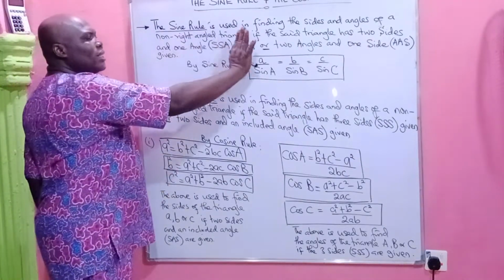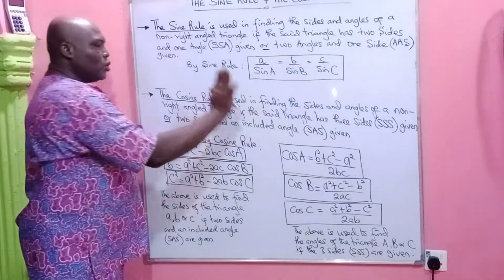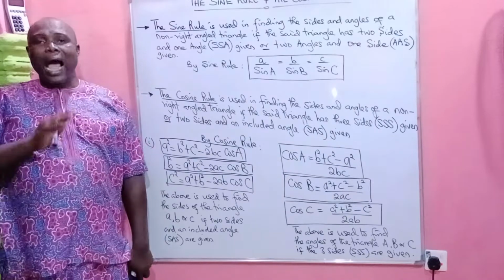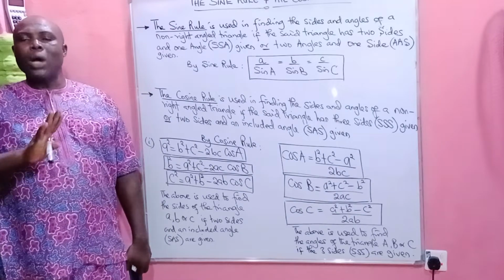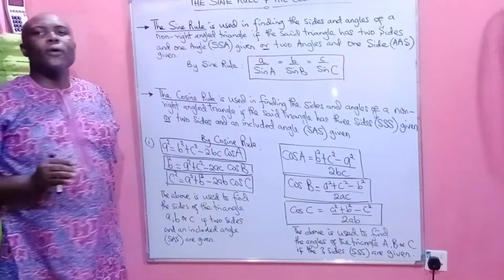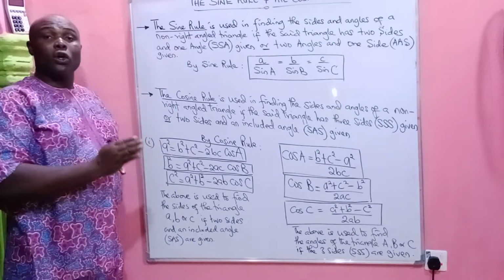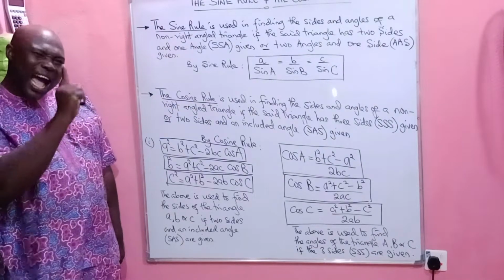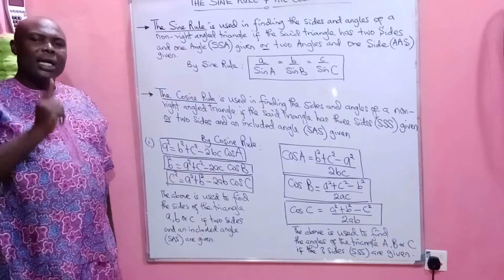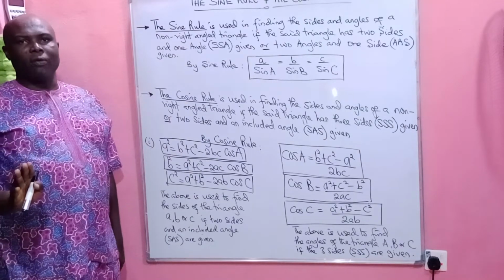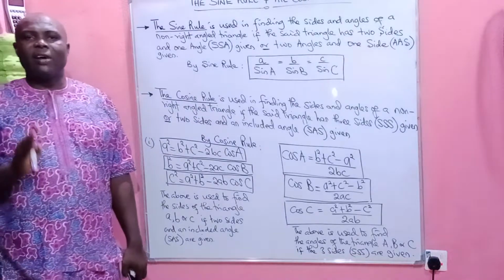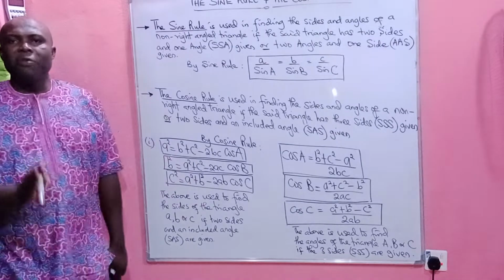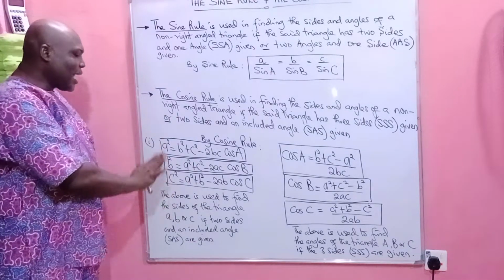So those are the two conditions for the sine rule and the two conditions for the cosine rule. Don't forget, for the sine rule we have SSA, two sides and one angle, or AAS, two angles and one side. Use the sine rule. But you use the cosine rule when the three sides are given, SSS, or two sides and an angle in between, an included angle, is given, which is SAS. Please take note of that. Like I've said before, for the sine rule, you have a over sine A equals b over sine B, which equals c over sine C. But for the cosine rule, it's if you're looking for the sides is what you're looking for.